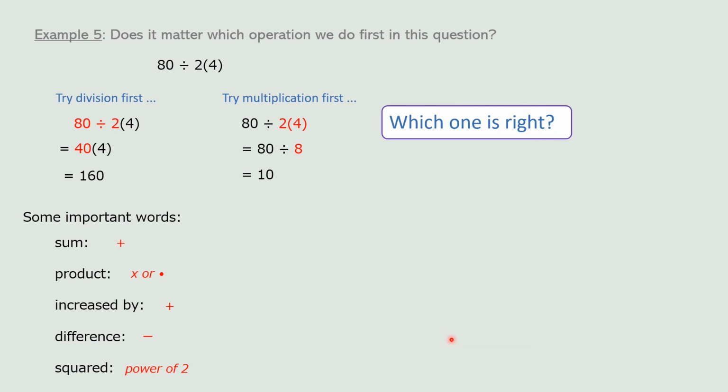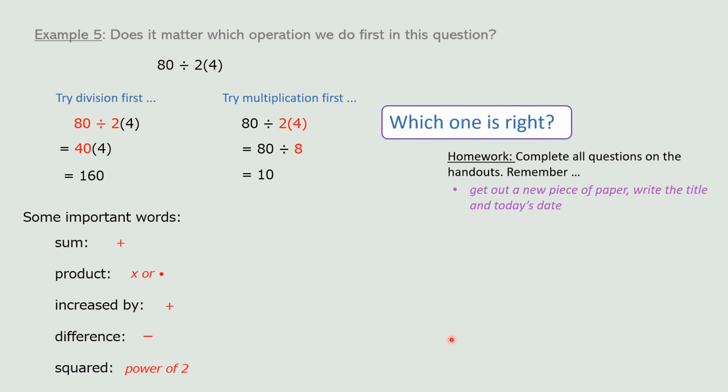So that's a quick review of exponents and the order of operations from grade 7 and grade 8. And I have some important things for you to remember. You have some handouts to work on. So remember, I want you to start with a new piece of paper. You're going to write out the title and today's date. So let's say this is your piece of paper here, right? A 3-hole.